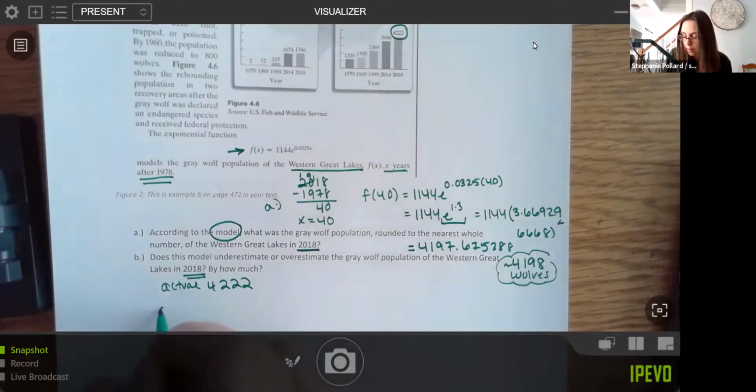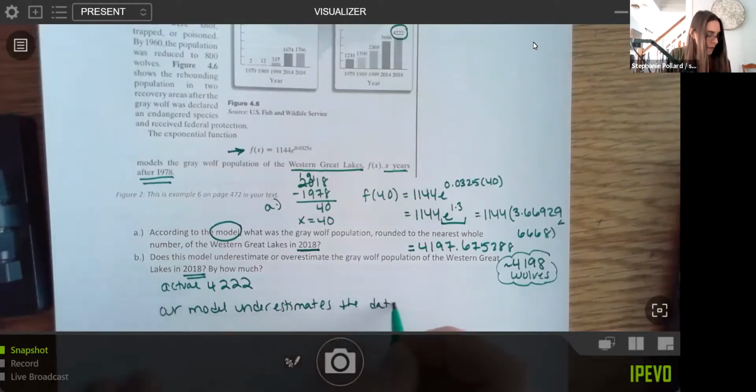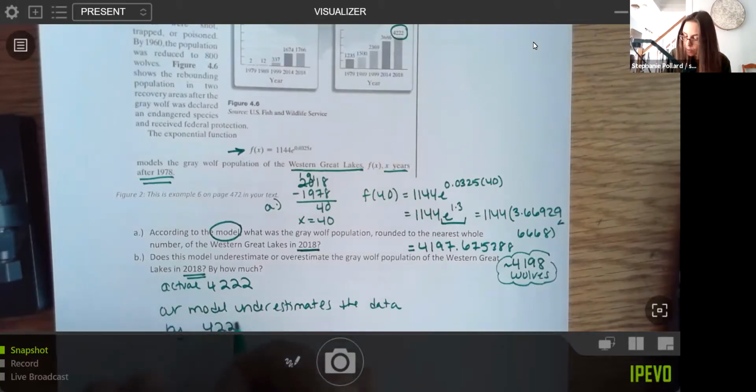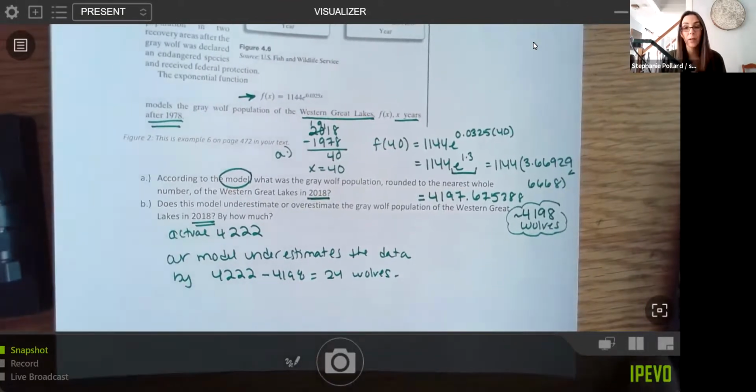So our model underestimates the data by, and then you take the 4,222 minus 4,198, and you get 24 wolves. So our model does underestimate a little bit, but overall, I think it does a really good job here. So that's pretty close.